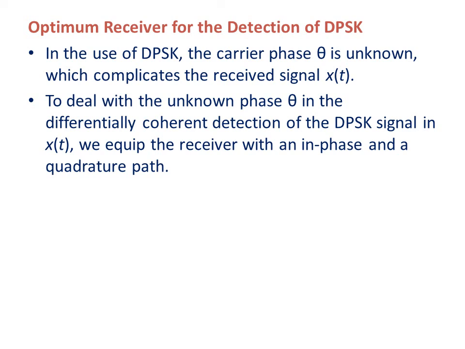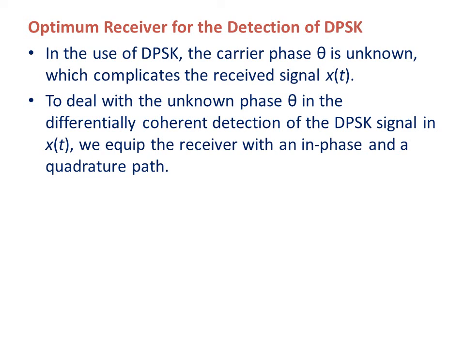The next topic is the optimum receiver for the detection of DPSK. In DPSK, the carrier phase theta is unknown because the DPSK system uses a non-coherent detection method. So the carrier used on the transmitter side will not be known on the receiver side, which complicates the received signal x of t. To deal with this unknown phase theta in the differentially coherent detection of the DPSK signal in x of t, we equip the receiver with an in-phase and a quadrature path.